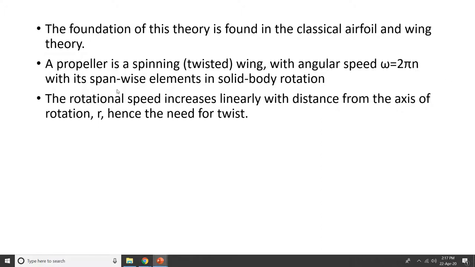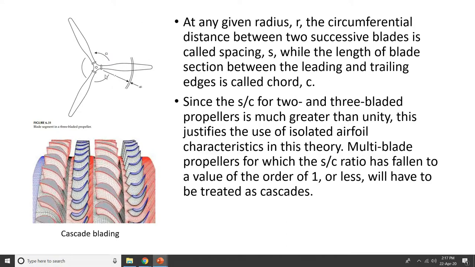With its spanwise elements in solid rotation, the rotational speed increases linearly with the distance from the axis of rotation r, hence the need of twist. So like the video you saw when we began, the speed at the tip is at a very high velocity compared to the speed at the root. Why is that the case? Why is the speed at the tip much higher compared to the speed at the root?